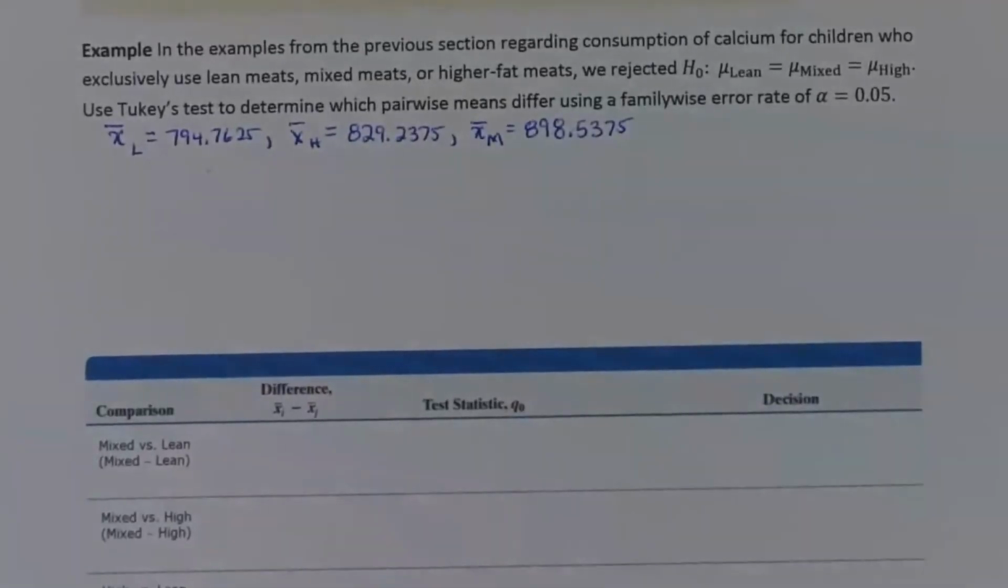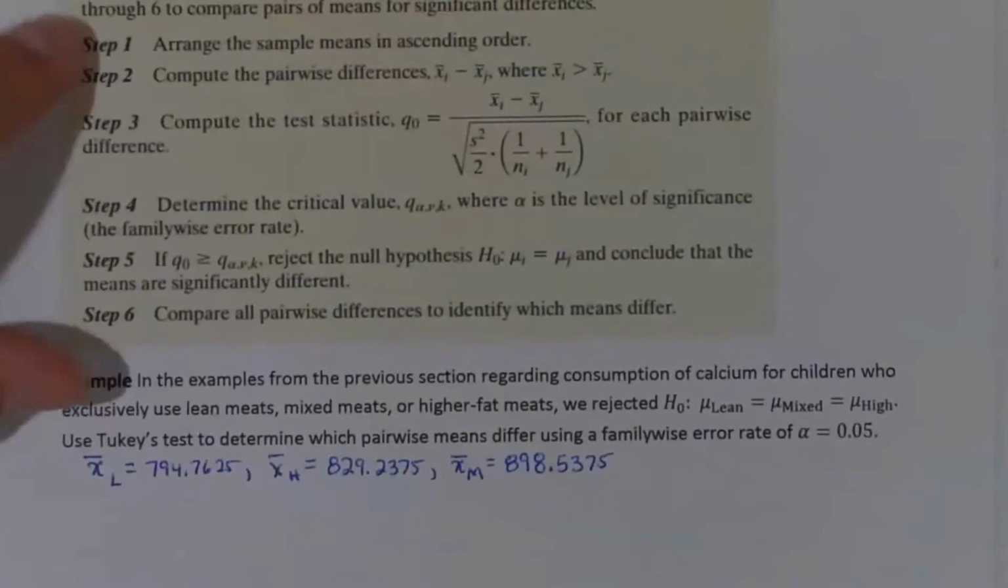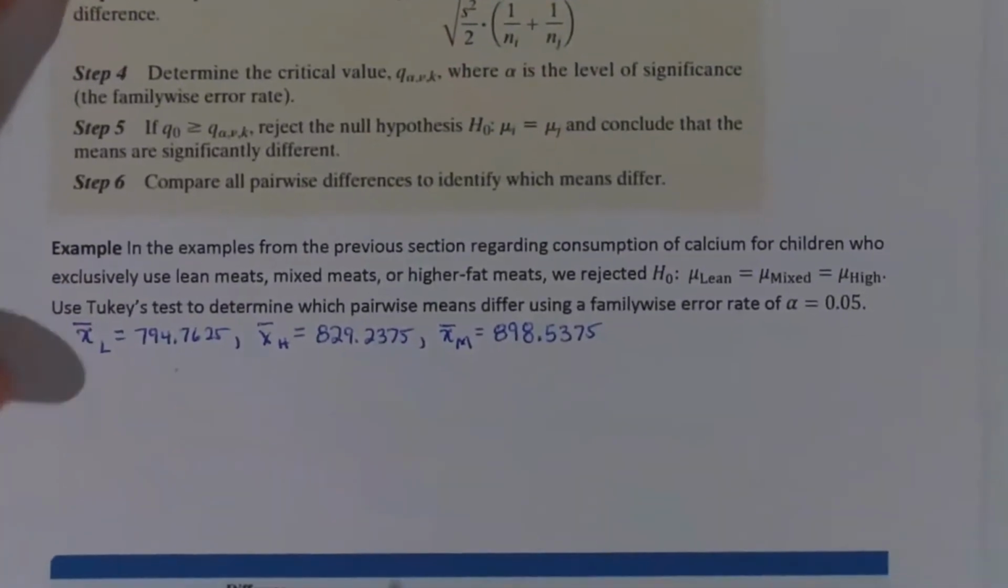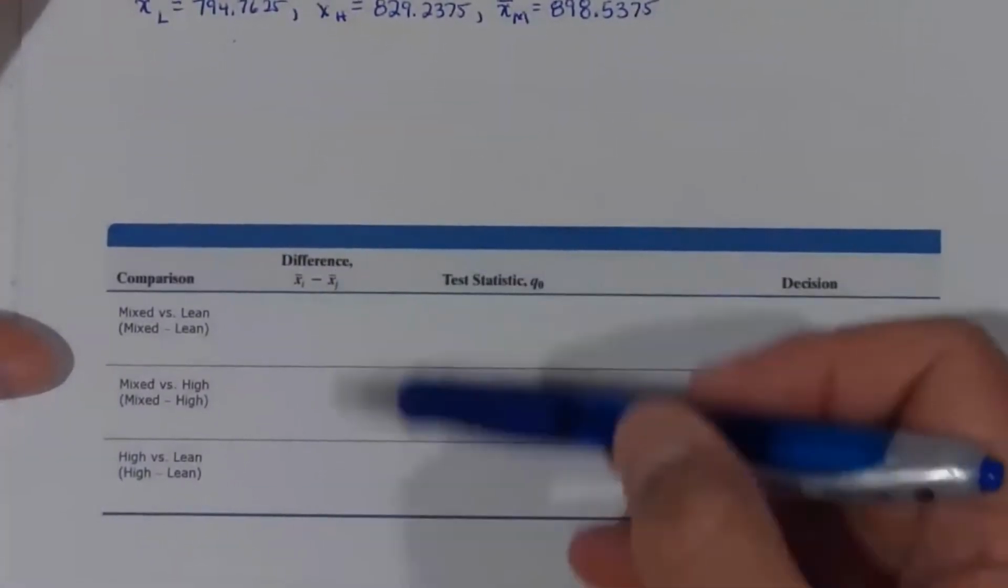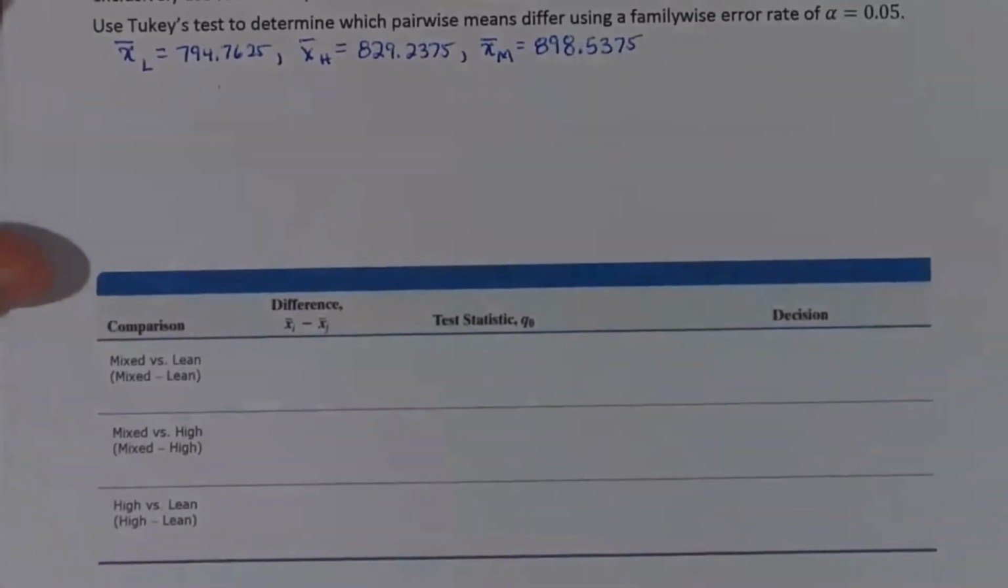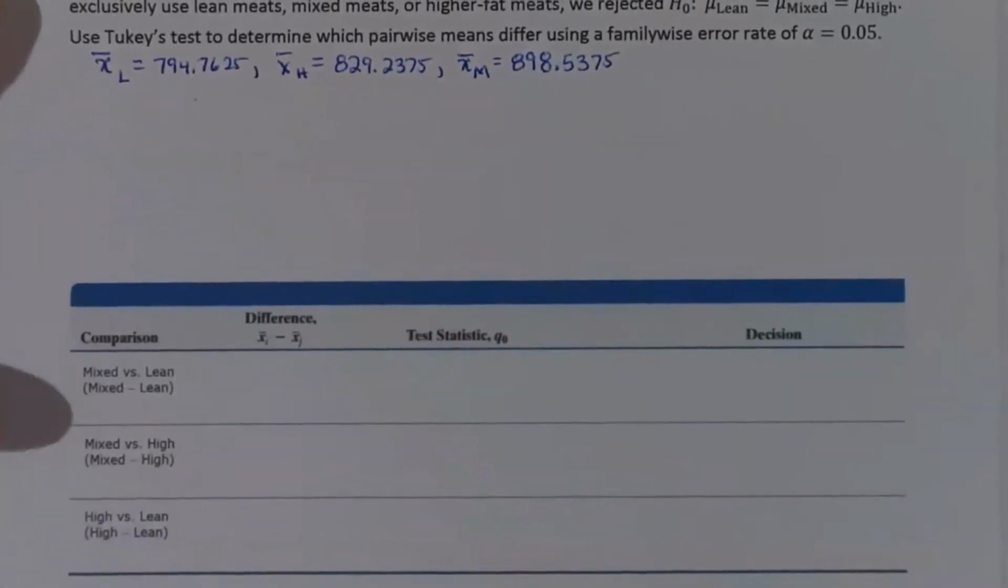So that's step one. I have arranged the sample means in ascending order. Now I'm going to compute the pairwise differences. I'm going to do that here in this table that I've organized. Now I want to explain what I've done here with this table.